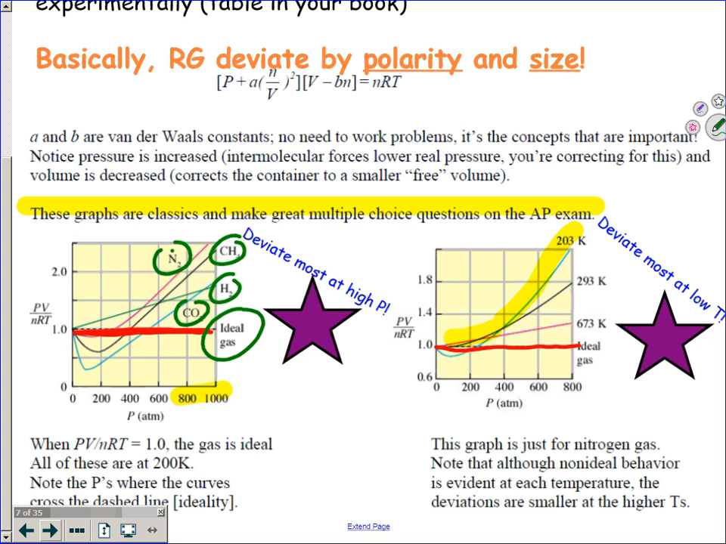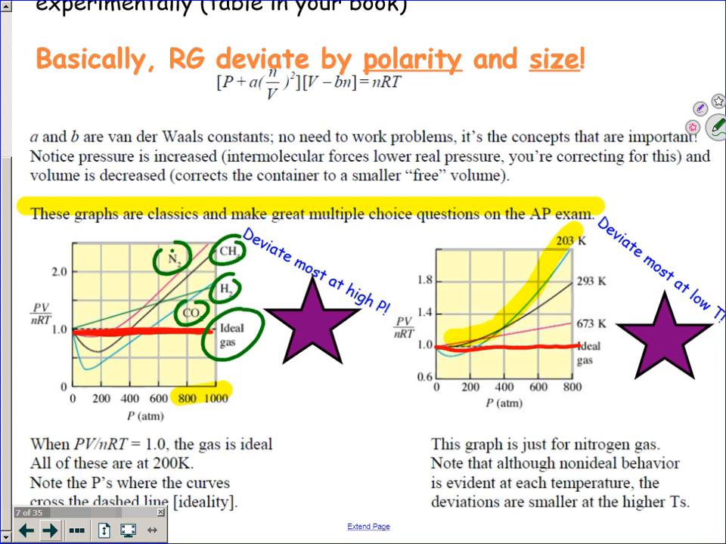And then over here, I don't know if you guys can tell, but these are in Kelvin. They have the temperatures here, but at low pressures and these temperatures being what they are, you see it's close to ideal behavior. But as you increase the pressure, and look at the temperatures 203, 293, 673, which one deviated the most? 203, so that was low temperatures. And why are things deviating at low temperatures? They're slowing down, so they're more likely to attract, and so then they start to deviate from ideal gas behavior.